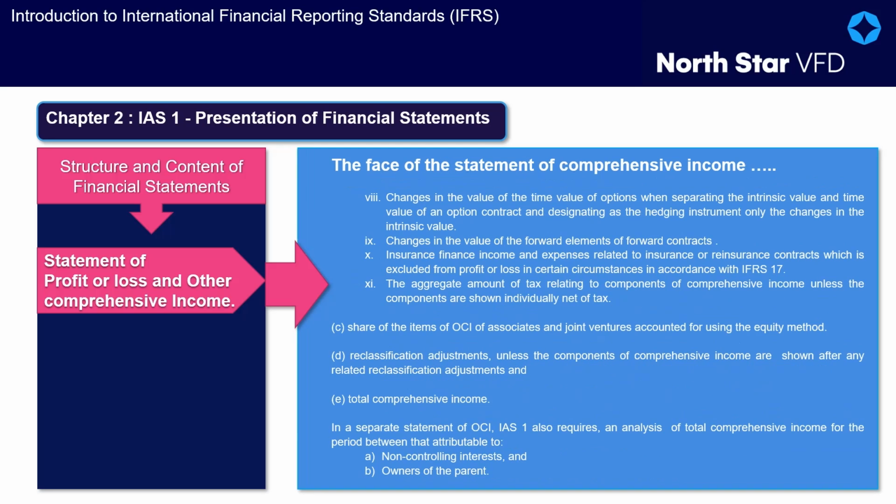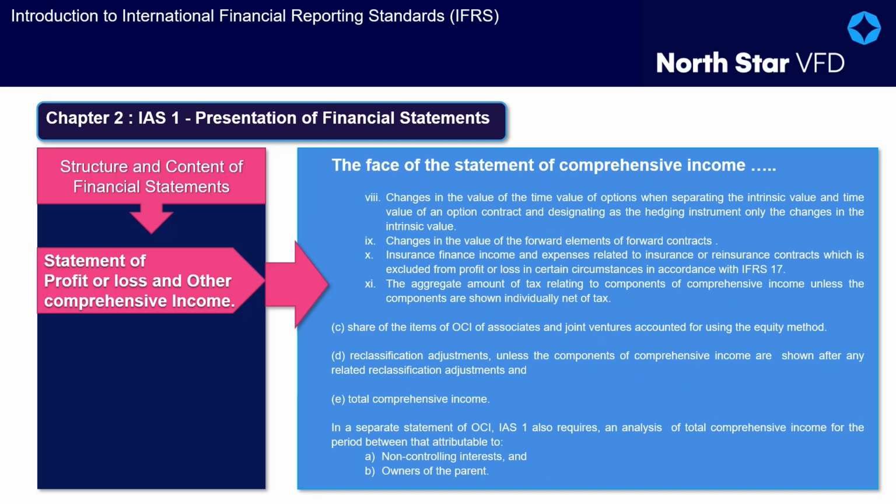8. Changes in the value of the time value of options, when separating the intrinsic value and time value of an option contract, and designating as the hedging instrument only the changes in the intrinsic value. 9. Changes in the value of the forward elements of forward contracts, when separating the forward element and spot element of a forward contract and designating as the hedging instrument only the changes in the spot element, and changes in the value of the foreign currency basis spread of a financial instrument when excluding it from the designation of that financial instrument as the hedging instrument.